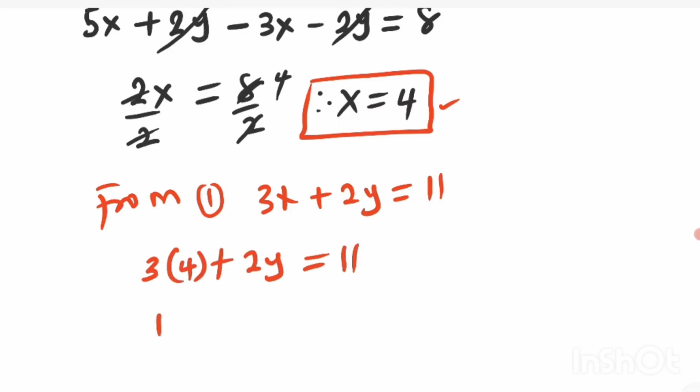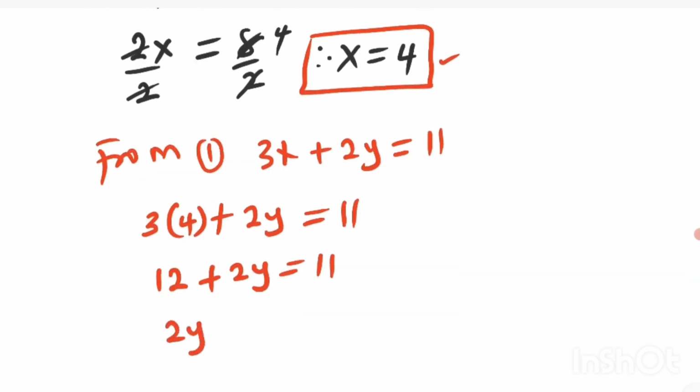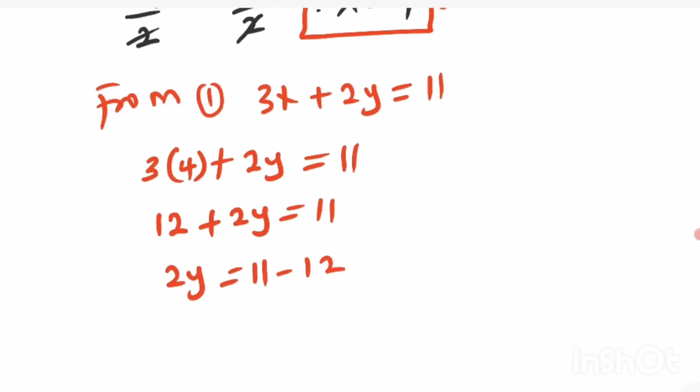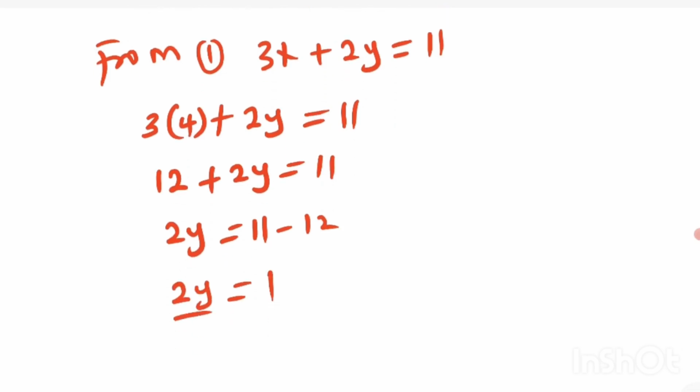3 times 4, that is 12, plus 2y is equal to 11. Then 2y is equal to 11 minus 12. 2y is equal to minus 1. And let's divide both sides by 2. This divided by 2. Therefore, 2 here, 1, 2 here, 1.